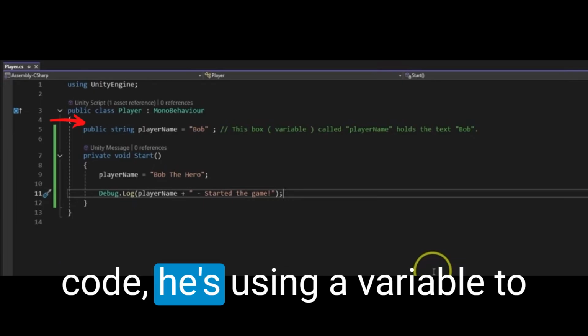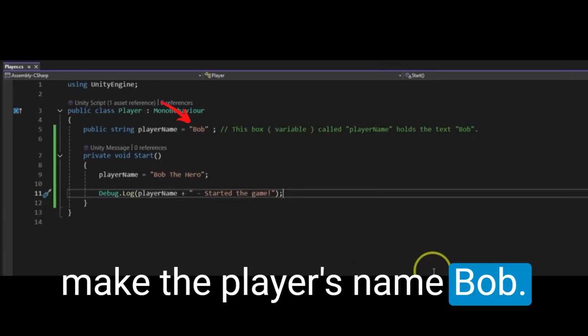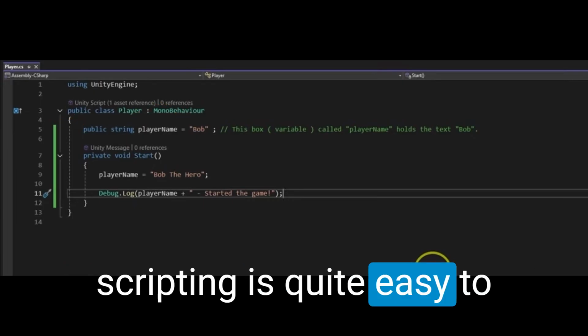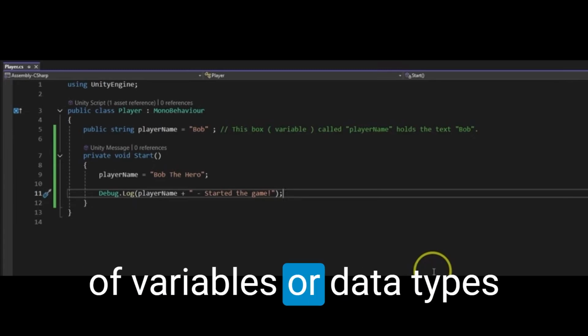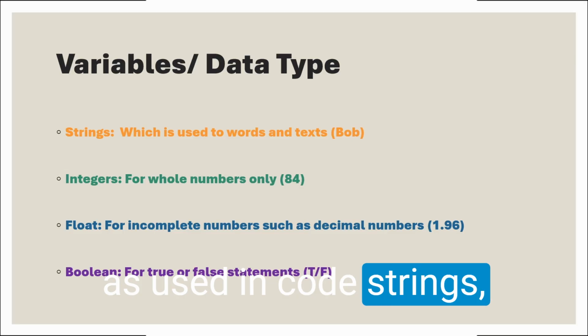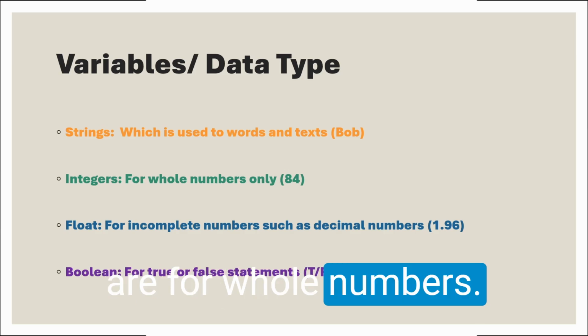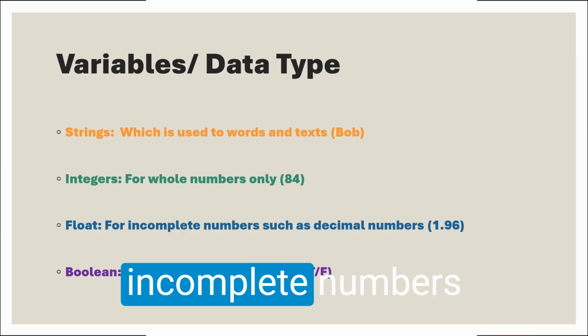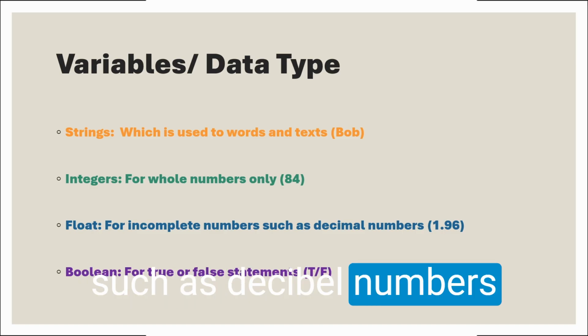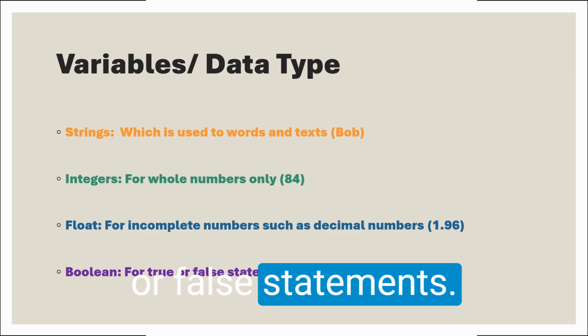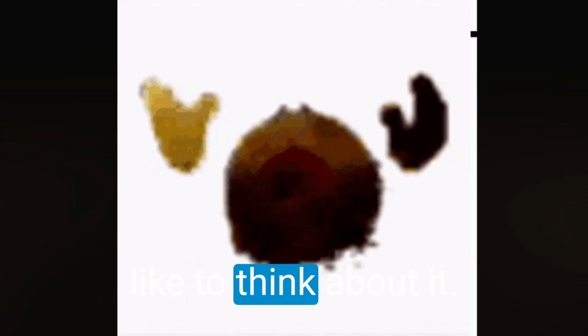With this first line of code, he is using a variable to make the player's name Bob. Making variables in visual scripting is quite easy to do, and there are four types of variables or data types as used in code. Strings, which are used for words and text. Integers, which are for whole numbers only. Floats are for incomplete numbers such as decimal numbers. And Boolean for true or false statements. At least that's how I like to think about it.